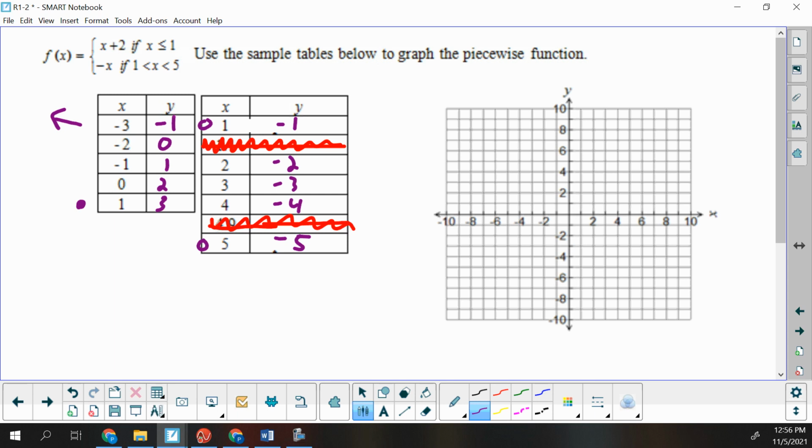So we're just going to plot these and make sure to have our things at the end. So I'm going to plot that 1, 3 first on the left. So we'll have a closed circle at 1, 3. Then all those intermediate points are just regular closed circle points. So we have 0, 2, we have negative 1, 1, negative 2, 0. And then at negative 3, negative 1, we want to end up putting an arrow to show it keeps going. And then we'll just connect those points.